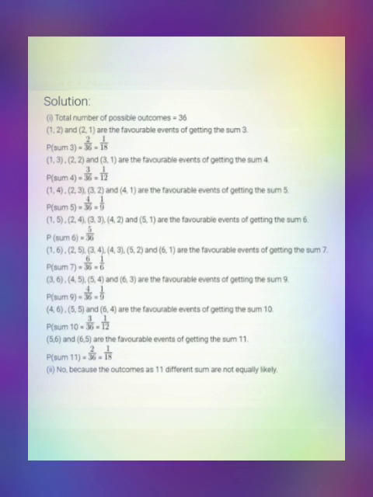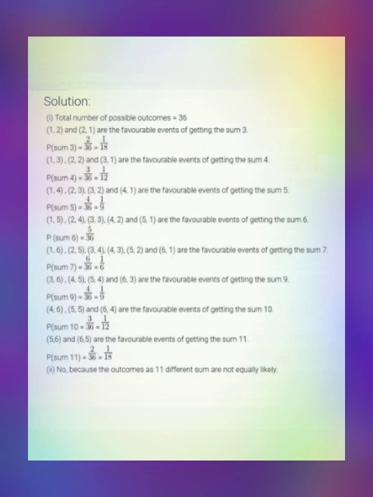And the last in the box, that is the probability of getting sum 12, is 1 by 36, that you all know. 6, 6, 6 plus 6 is 12, that is the only one favorable outcome. So you are getting 1 by 36. Okay. Now we have completed the table.